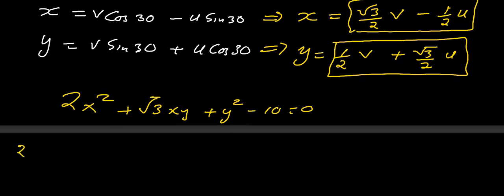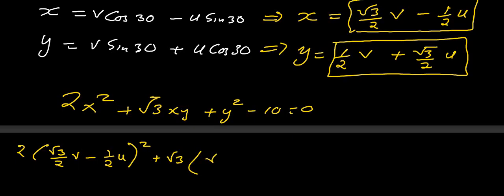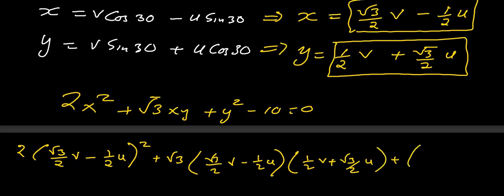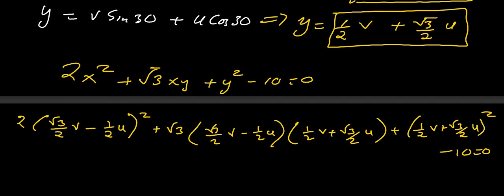So where there's x squared, we're going to put 2 times root 3 over 2 v minus 1 over 2 u, squared, plus root 3 multiplied by root 3 over 2 v minus half u and half v plus root 3 over 2 u, then plus, where there is y, we put 1 over 2 v plus root 3 over 2 u, squared, then minus 10 is equal to 0. Are you okay up to this point?